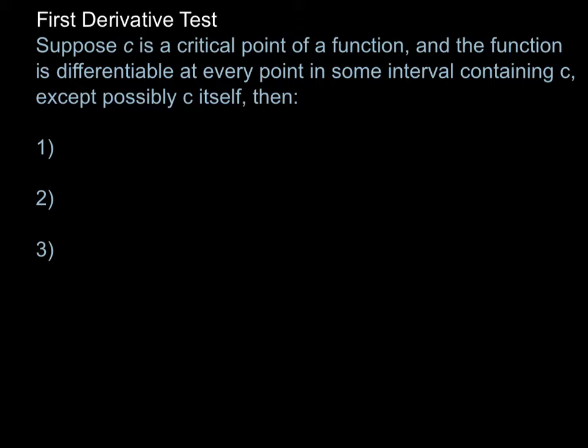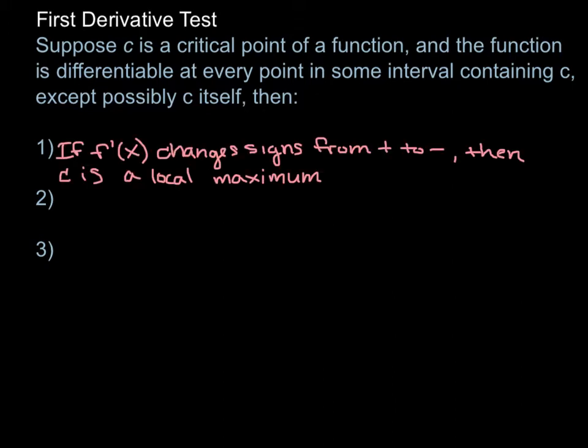So one way to look at that is if f prime of x changes signs from positive to negative, that means that point c is going to be a local maximum. And keep in mind what this is telling us. The first derivative is the slope of our curve. So if our slope starts out positive, hits 0 at the critical point, and then turns back down to negative, that means we're going to have a local maximum. We're going to have a top point.